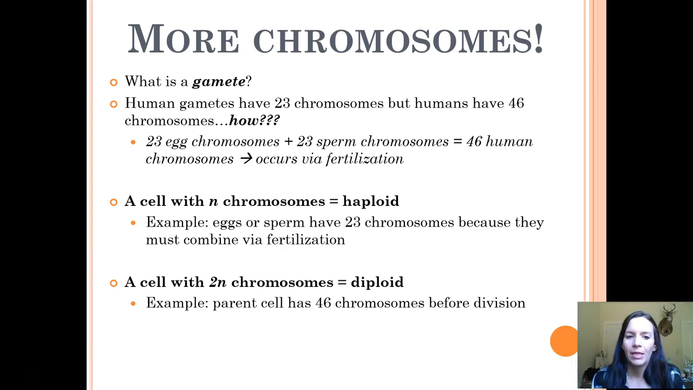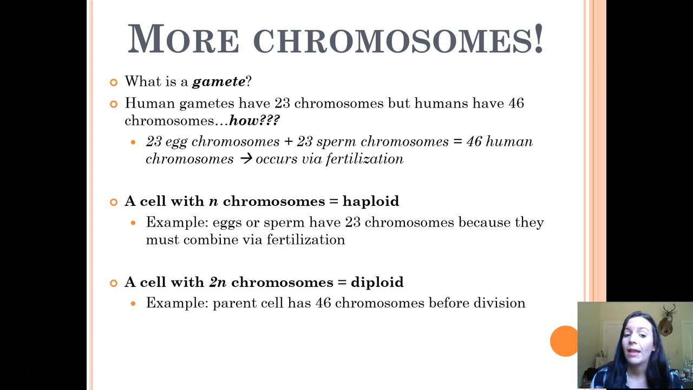So what is a gamete? Well, a human gamete is a sperm or an egg cell, and they have 23 chromosomes. But humans have 46. How is that even possible? Well, 23 chromosomes are in the egg and 23 chromosomes are in the sperm, which after fertilization results in one single cell with 46 chromosomes.